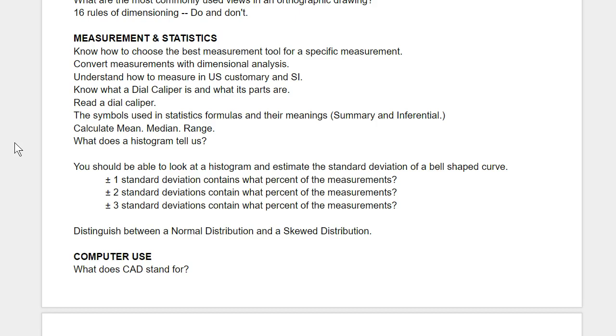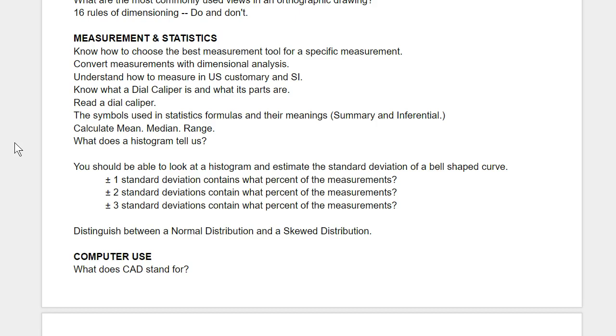This is going to be looking at a ruler and you tell me the measurements. You need to know what a dial caliper is and what its parts are. So the presentation about dial calipers, you need to go look at that. Add a drawing in your notebook that labels the parts. You need to be able to read a dial caliper.